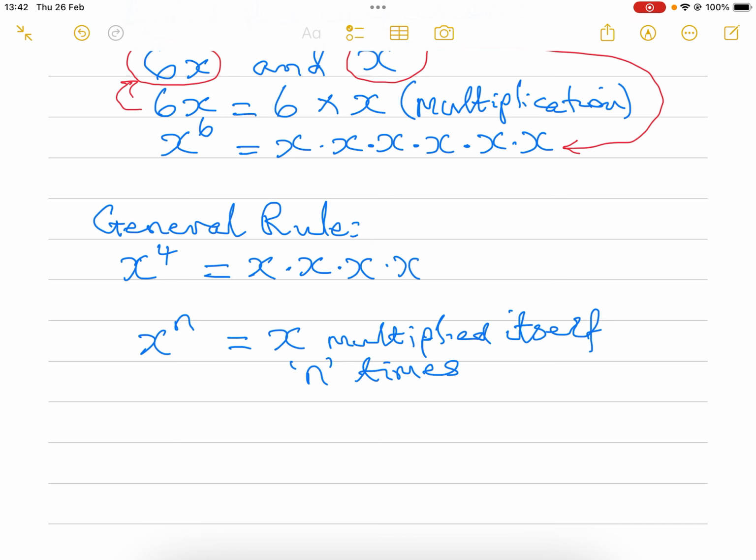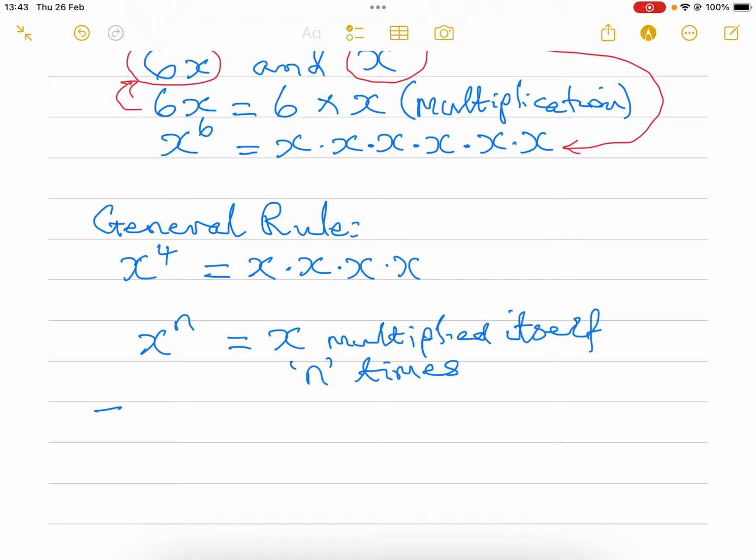Take note of that. The n could be any number. It could be 9. X raised to power 9 will mean x times x times x times x and so on, 9 times. Repeated multiplication. This x raised to power n is the foundation of all index laws.